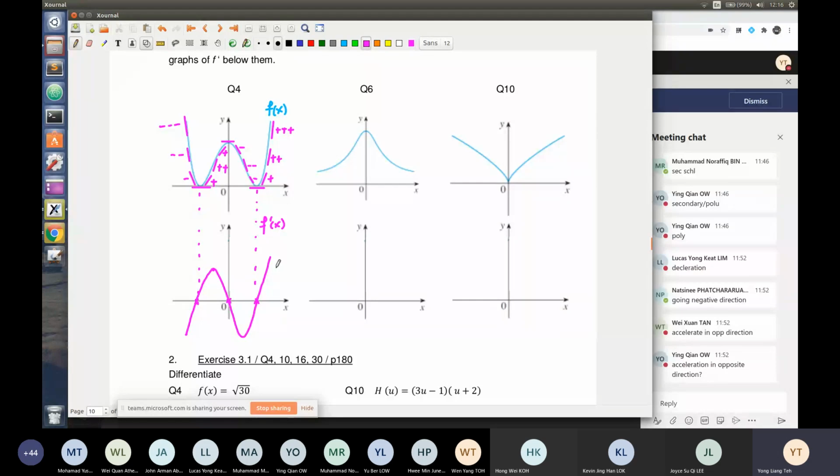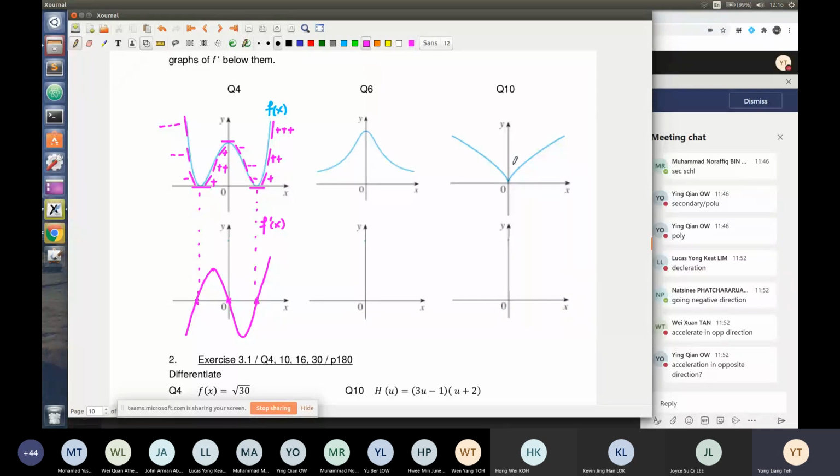Questions on how we sketch the f prime of the graph from f? Okay, so this is basically just relating the slope of the tangent line to the function value of f prime in the graph here. Okay, so I'm going to leave Q6 to you for practice, and maybe let's look at Q10 here.